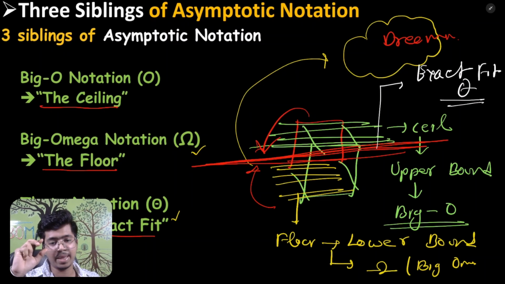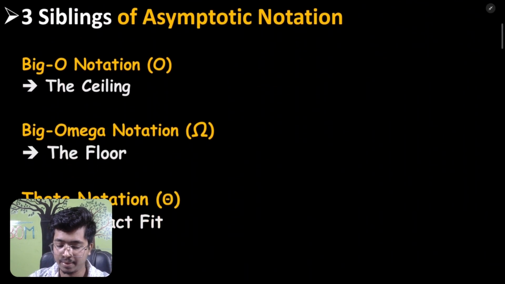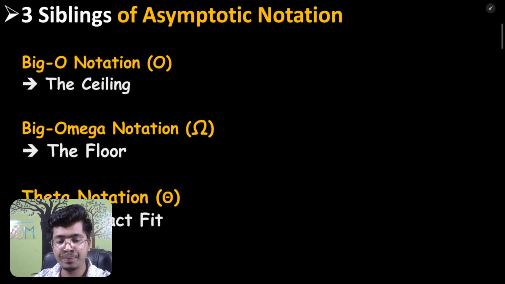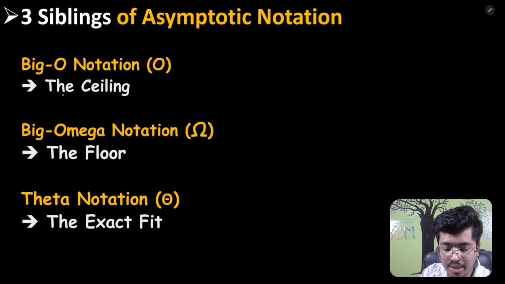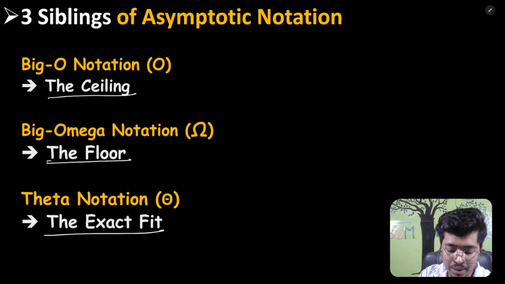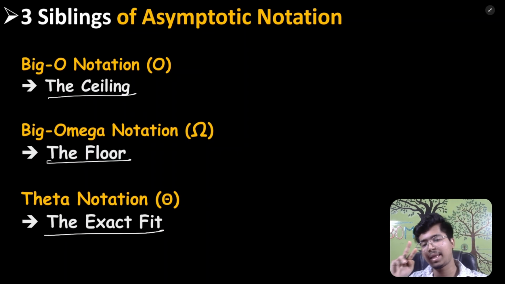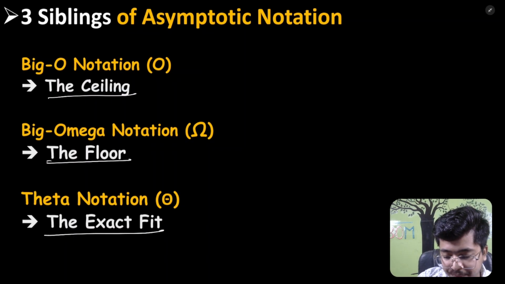So you have got a very basic idea about the exact fit notation. Now we will be going deep into all the asymptotic notations. I've already told you: big O notation, the ceiling notation; big omega notation, the floor notation; and theta notation, the exact fit notation. Now let's try to understand those notations in terms of programming. Before we go into graphs and complicated things, let's try to understand with a second example. Example number 2.